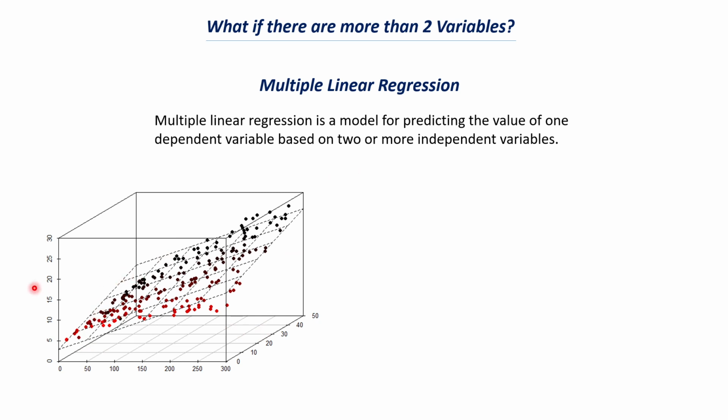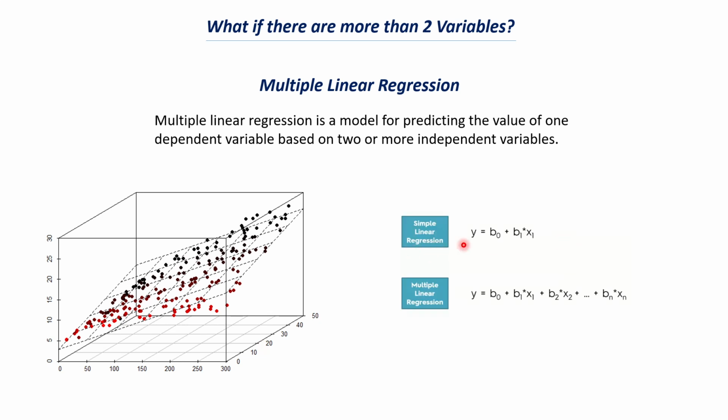Okay, so when you have more than two variables, in that case you will be using multiple linear regression, where it tries to fit the data by means of a plane. Okay, so you can consider this one axis as salary, and this axis to be the number of years of experience, and this axis represents the educational qualification of that person.